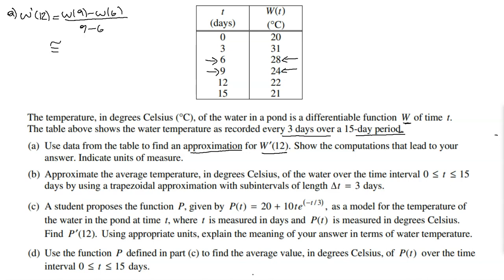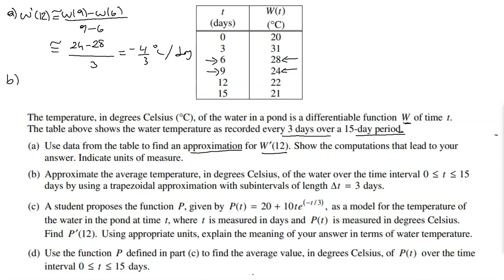So the temperature corresponding to day 9 is 24, and the temperature corresponding to day 6 is 28, over 3. So 24 minus 28 is equal to -4 divided by 3. That means the temperature over time is decreasing, dropping at a rate of -4 over 3 degrees Celsius per day. Okay, that's the first answer. In part B, let's move on to part B.